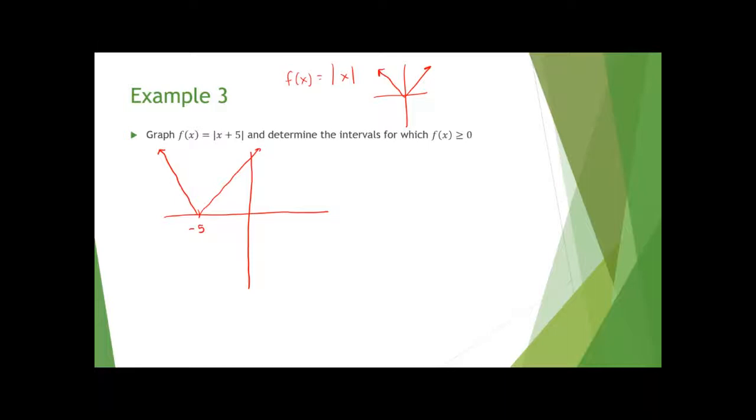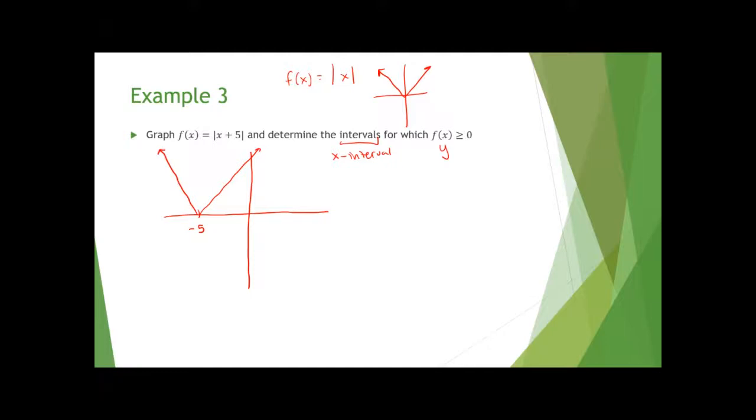So it says determine the intervals for which f of x is greater than or equal to 0. So that is where your y is greater than or equal to 0. And so when it says the intervals here, it's looking for the x intervals. Where on the x is our y value greater than or equal to 0? So this is similar to the increasing decreasing question, except that now we're just looking at where is it above the x-axis.